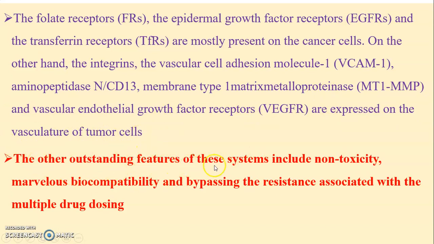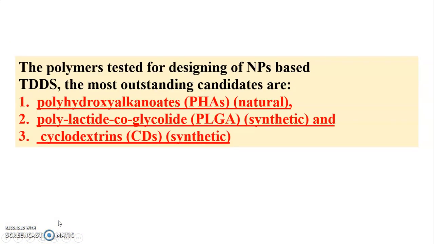The other outstanding features of this system include non-toxicity, marvelous biocompatibility, and bypassing the resistance associated with multiple drug dosing. Among the polymers tested for designing NP based targeted drug delivery systems, the most outstanding candidates are the polyhydroxyalkanoates, cyclodextrins, and polylactic-co-glycolic acid, which are synthetic, natural, and synthetic respectively. Besides these, various types of natural polysaccharides are also being utilized for the preparation of these nanoparticles. In the next class, we will be discussing some of the other methods that are utilized for preparation of nanoparticles. Thank you.